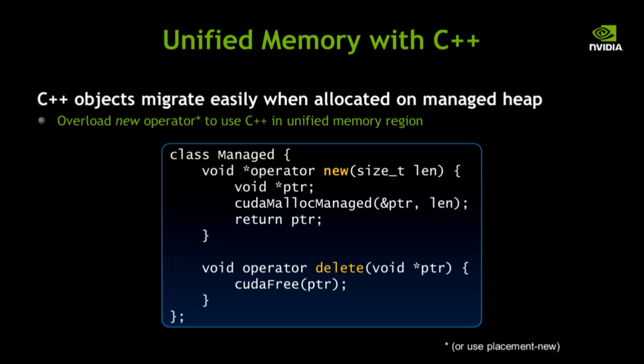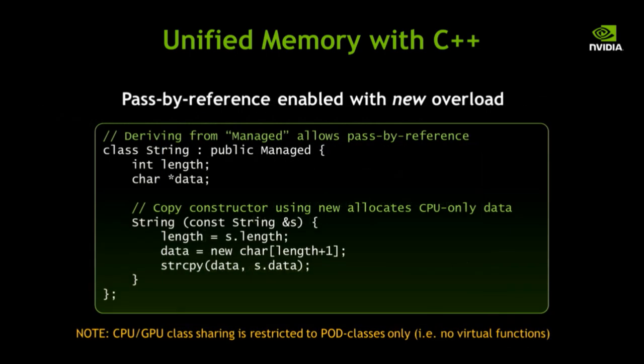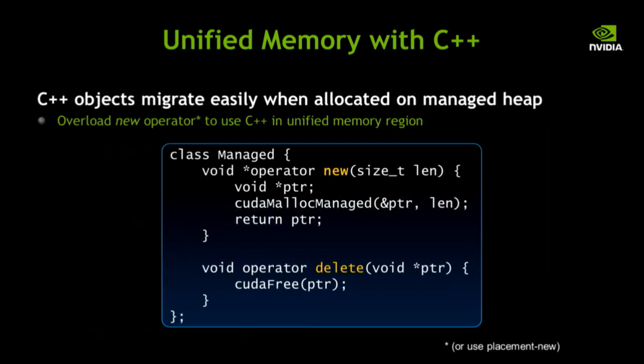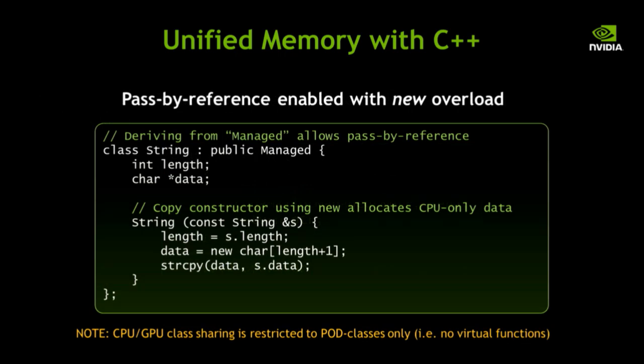And that means that I can create a class and inherit from that. So in this case, I've got a string class that inherits from managed. And as a result, if I say new string, then it's automatically created in unified memory. And that means that we can already use this for pass by reference, because references will point to unified memory, which both the CPU and the GPU can access.